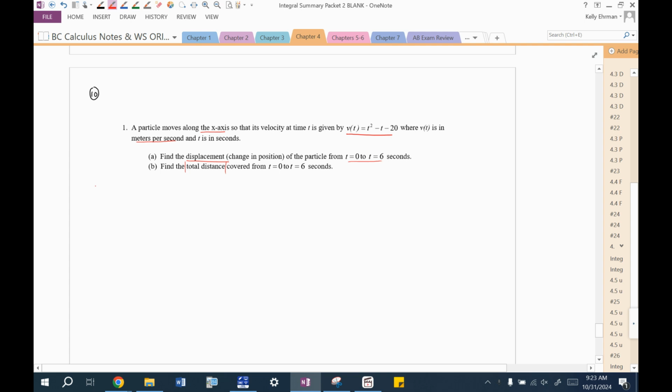So let's see. Displacement is the integral from 0 to 6 of t squared minus t minus 20 dt. All right, so what's that going to be? That's going to be t to the third over 3 minus t squared over 2 minus 20t, going from 6 to 0. 6 to the third, let's see, what's 36 times 6? I should probably know this, but 216. Yes? Okay, so 216 over 3.